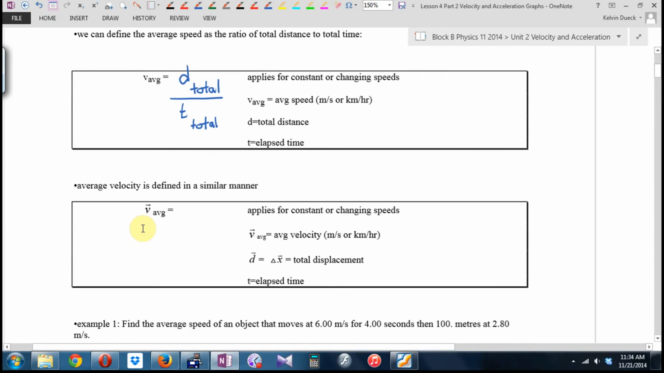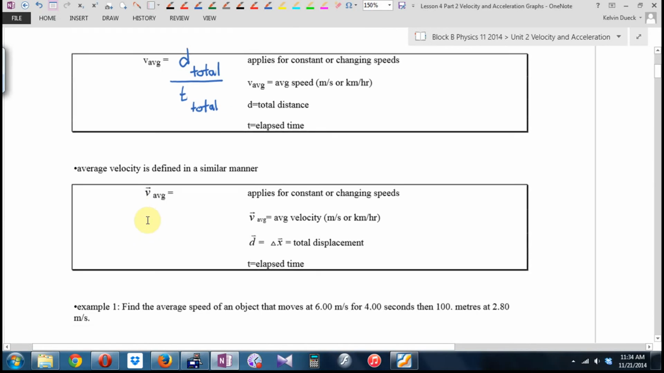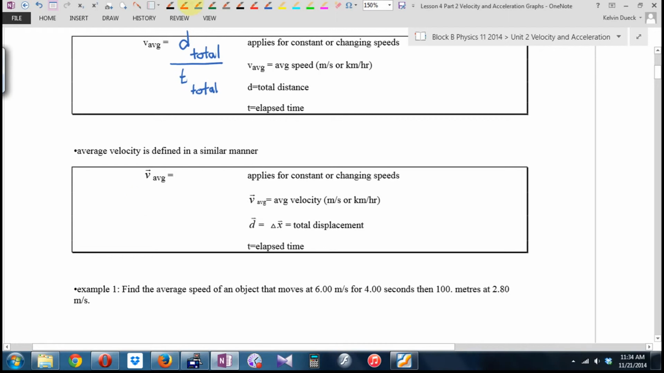Average velocity is defined in a similar manner. How can you tell that this is velocity and not speed? I stuck the arrow on there. It's going to be displacement over time, total displacement over total time.